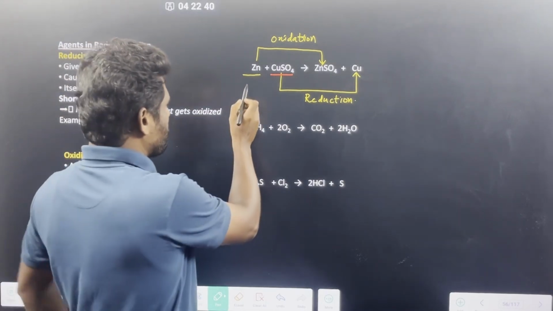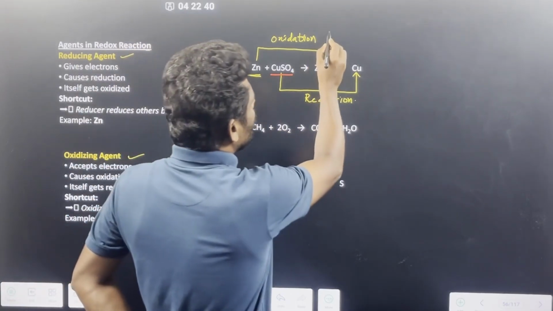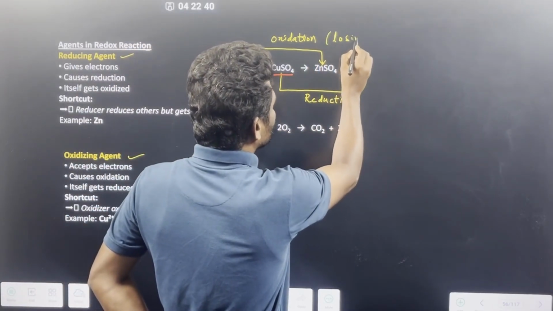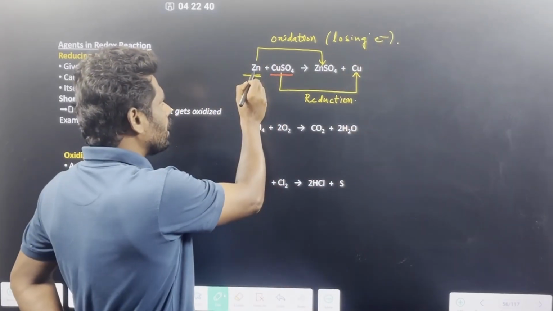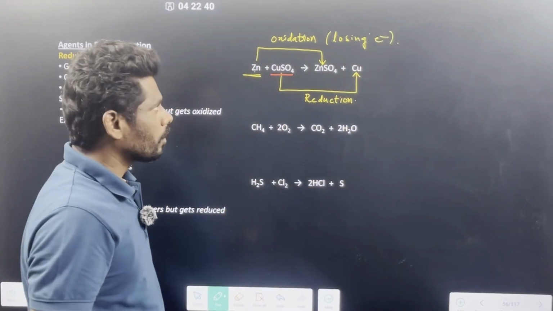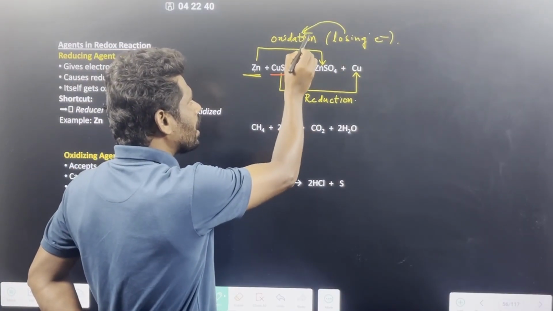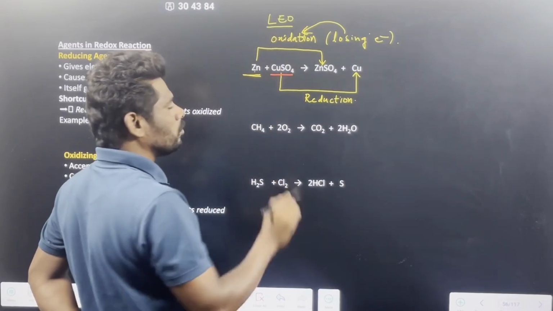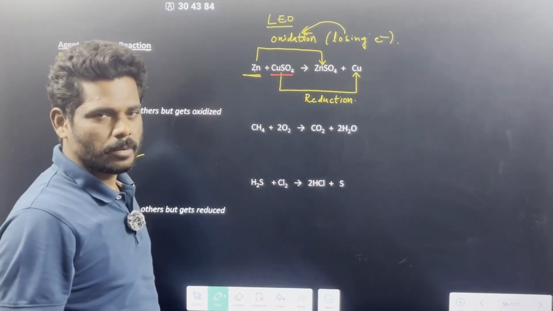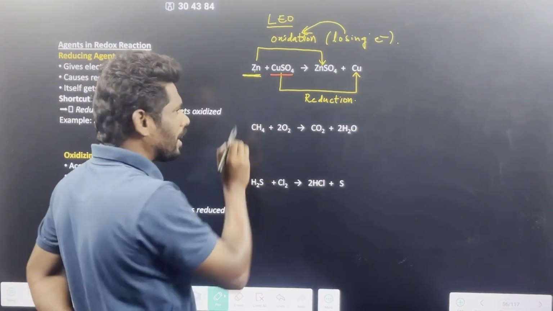Look here, zinc is losing the electrons. Since it is losing the electrons, we say that it has undergone oxidation, because we know LEO: loss of electrons is oxidation. Zinc is undergoing oxidation.